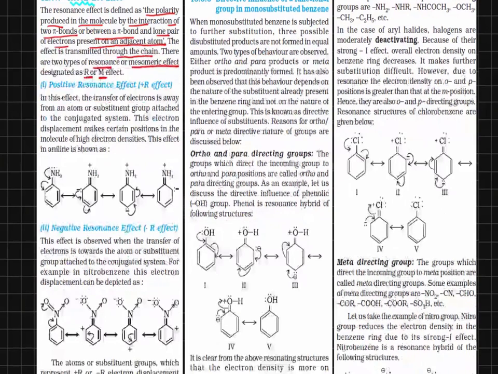Now, the first one they have given is the positive resonance, plus R effect. They have given you the example of aniline. In this, N is giving electrons. Look at this, N is giving electrons to the ring. So, the negative charge is at ortho, then it is at para, then it is at ortho, and the last one should have been the same as the first one. When something is going to give electrons to the ring, then you call the effect plus R.